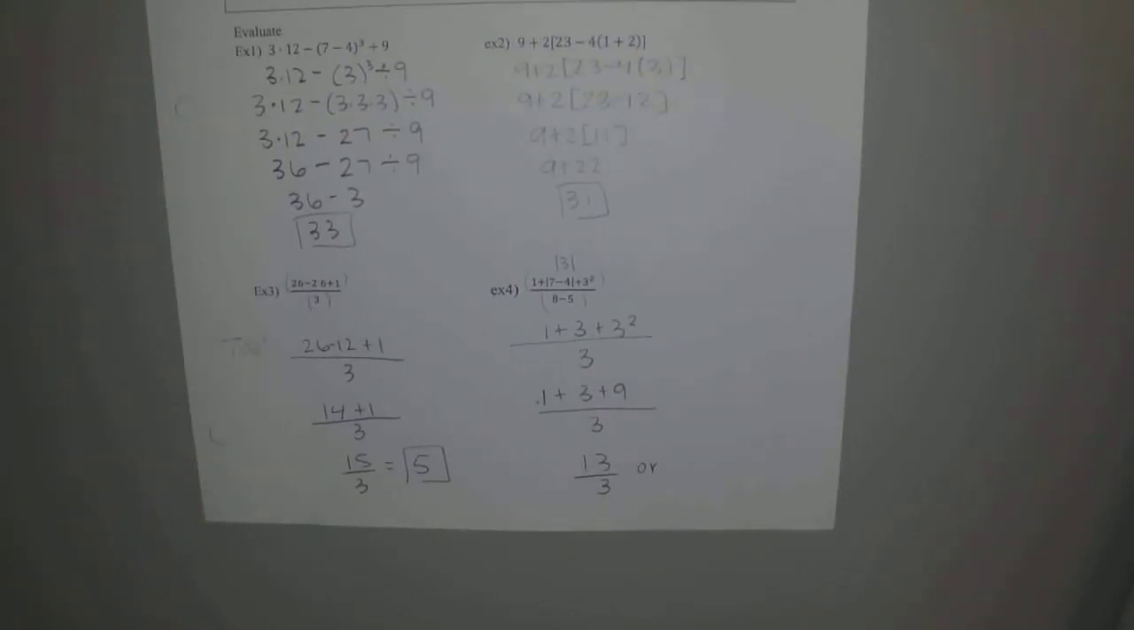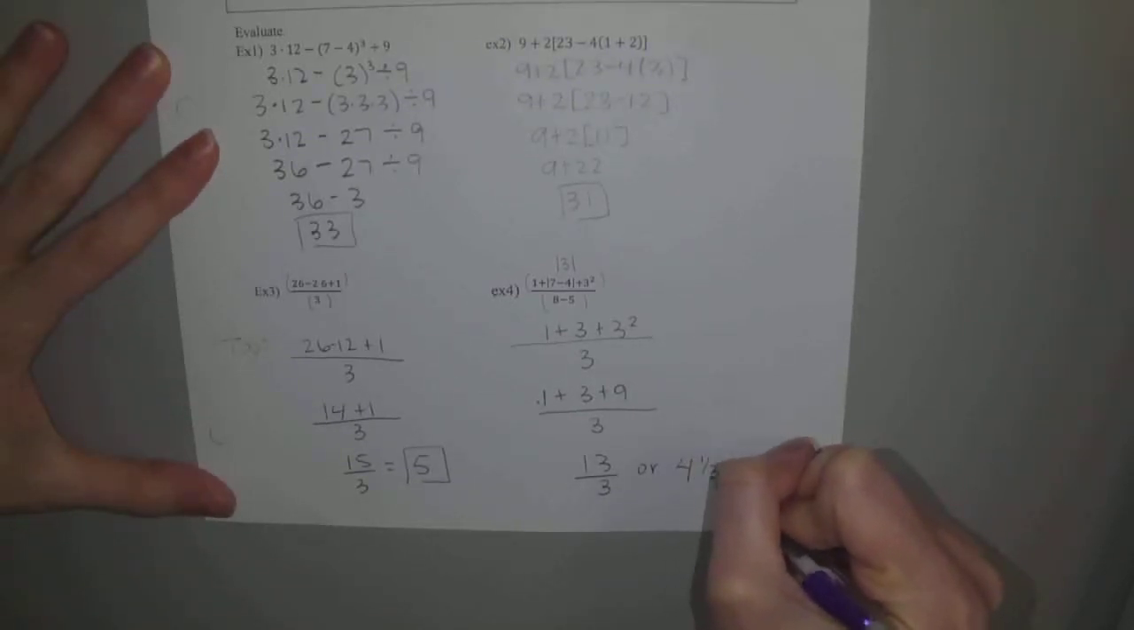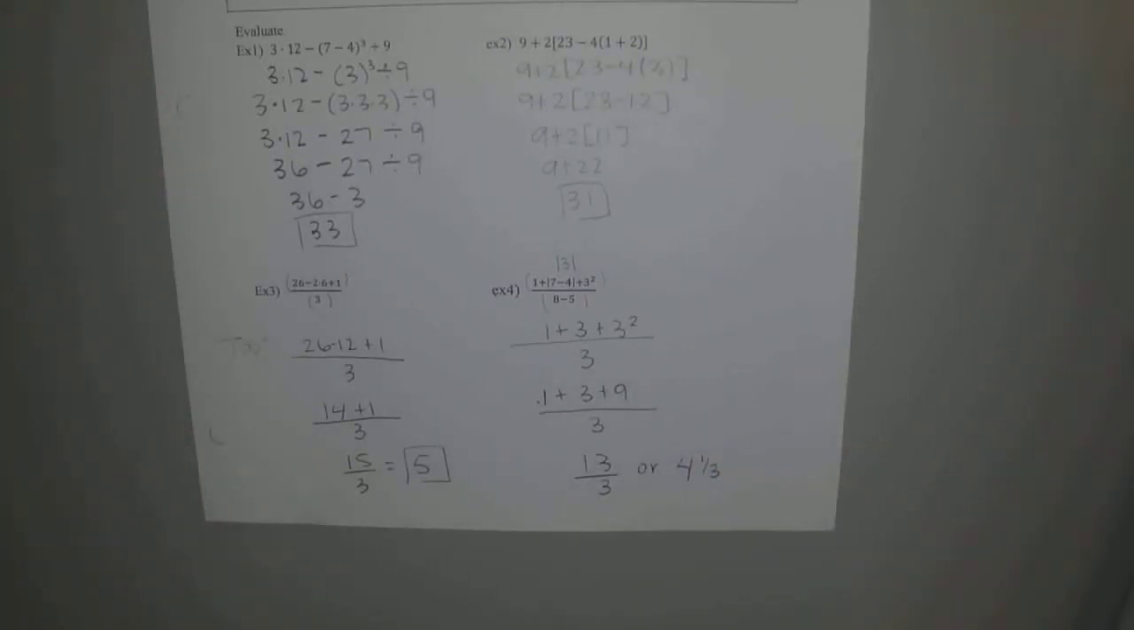But if you wanted to change it into a mixed number, do you remember how to do it? Yeah, you would have to do the 3 into the 13. Yep, exactly. So it's basically long division, right? How many times does 3 go into 13? 4 times, with a remainder of 1. Because what's 4 times 3? 12.